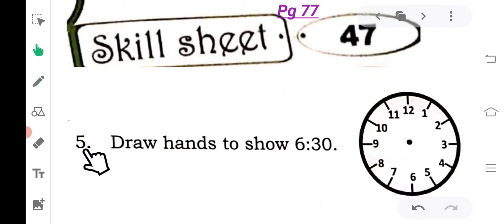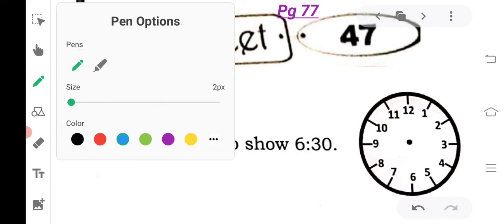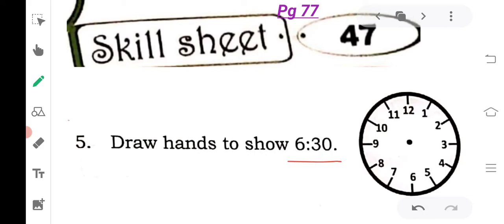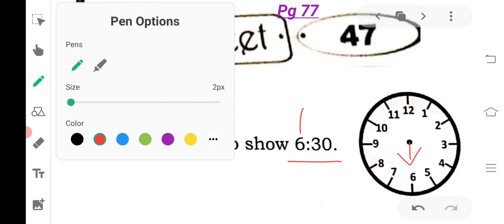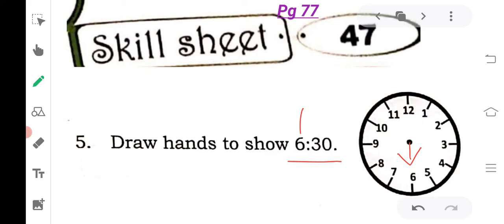So children, you have studied about the time chapter. Draw hands to show 6:30 means you have to make the hands so the clock shows 6:30. So how will you do it? There are two hands. The long hand represents the minutes and the short hand represents the hour. So what is the time? Which hour? 6 hours. So the small hand will be on your 6. Okay, 6 hours. And your long hand will be at how many minutes?